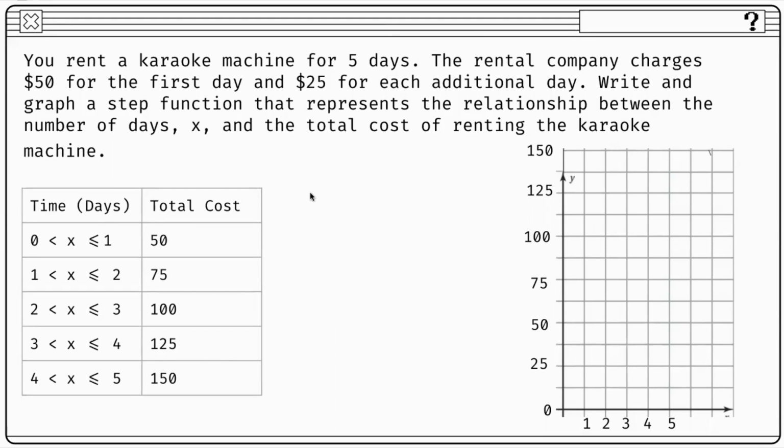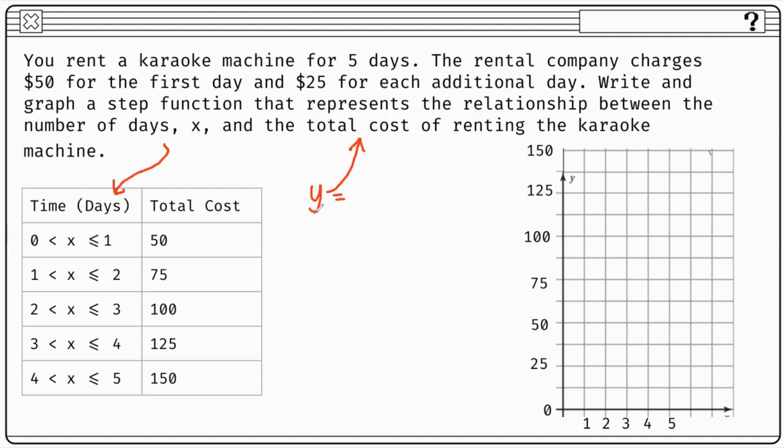So looking at our problem, we know that y is going to equal the total cost of renting the karaoke machine. And so we want a constant value that's going to be set to y that equals that total cost, but we also want to represent the relationship between the number of days x. So this relationship is actually going to be your domain, and then your constant value is going to be the total cost. And that's how you're going to get your linear equations for your step function.